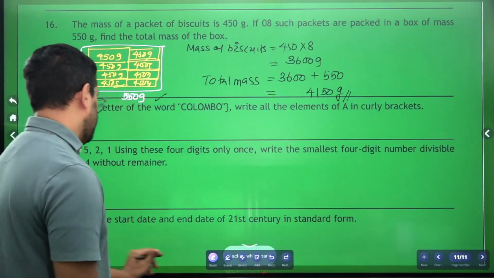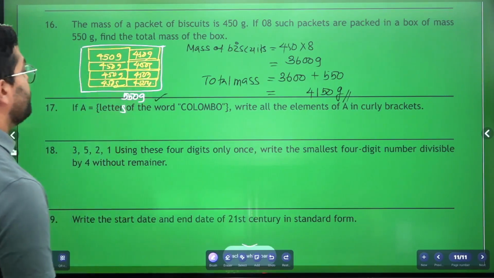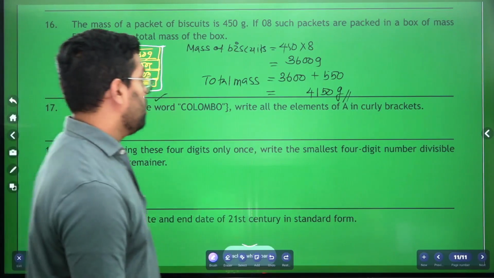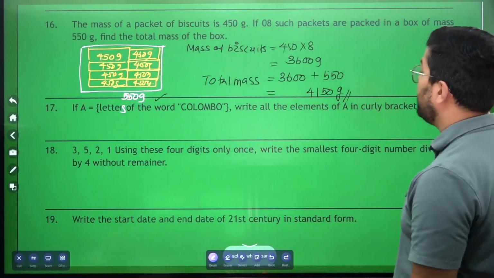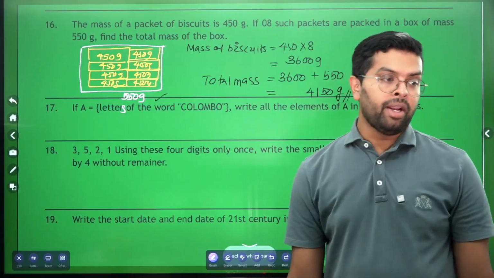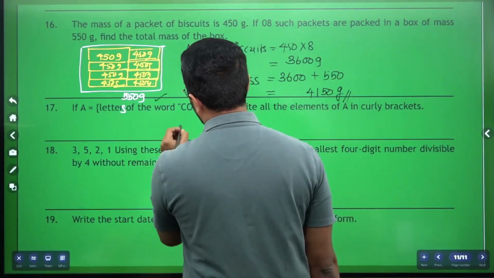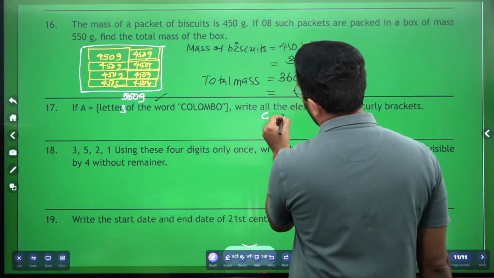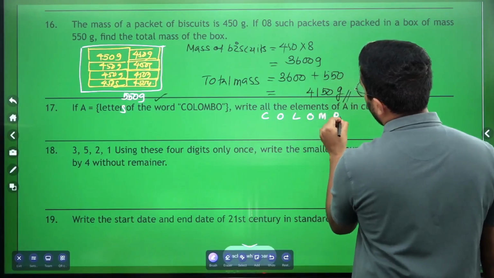There's a printing mistake in the letters. A is the set of letters of the word Colombo. Write all the elements of A in curly brackets. So what are the letters? We have C, O, L, O, M, B, O.